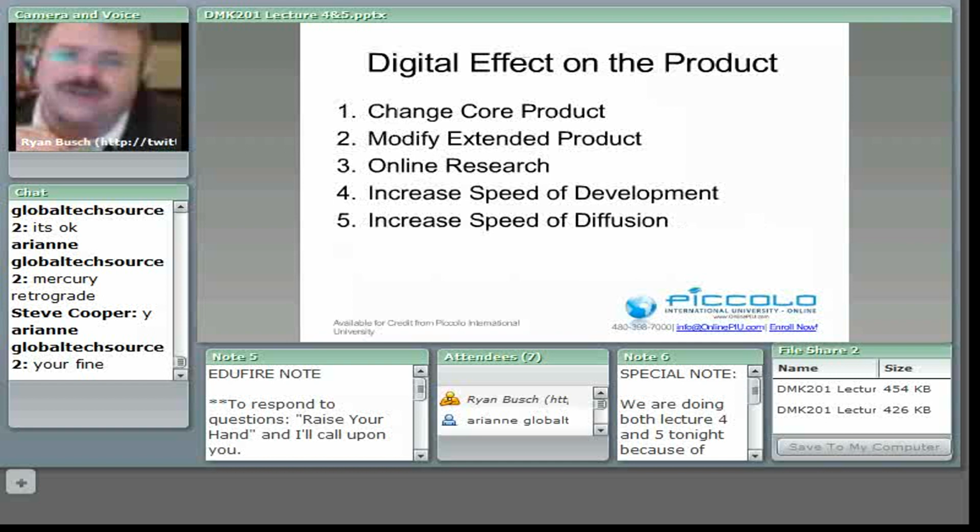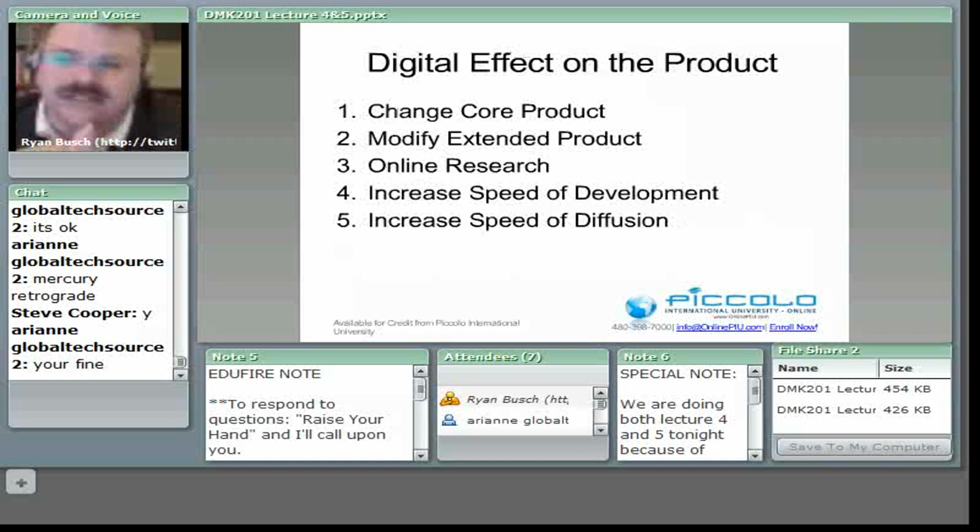Let's talk about the digital effect on product. This is probably one of the biggest areas of influence from the digital world. Digital marketing and digital formats have the ability to change the core product, modify extended products, offer online research, which is a major change from the time period when the four P's were developed, increase the speed of development of products, and increase the speed of diffusion of products.